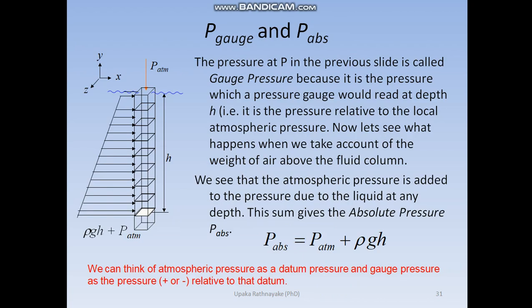But when we consider the pressure at the surface, the variation becomes P is equal to P atm plus rho g h. P atm is the pressure at the surface, or it is the atmospheric pressure. Now the function is y is equal to mx plus c. We call this y to be the absolute pressure. Therefore, the absolute pressure is equal to gauge pressure plus atmospheric pressure.